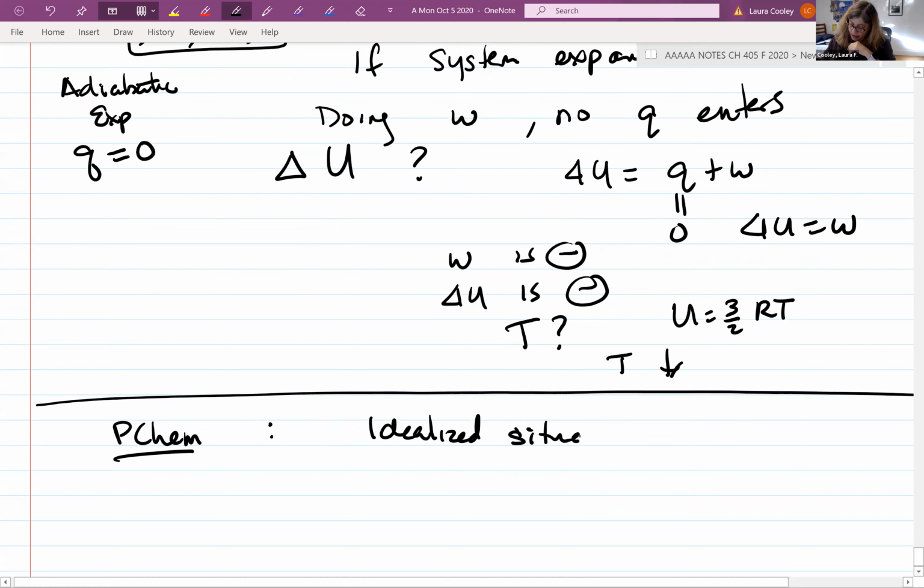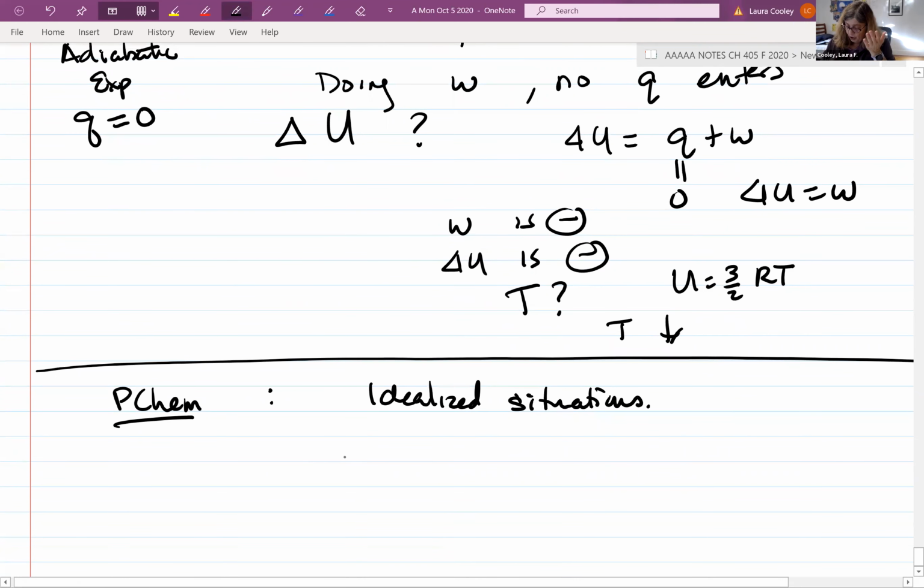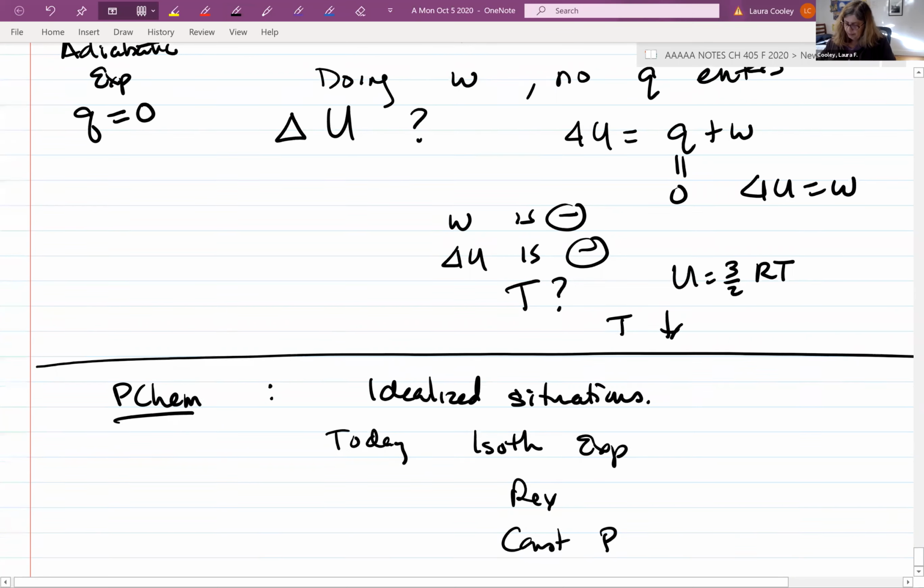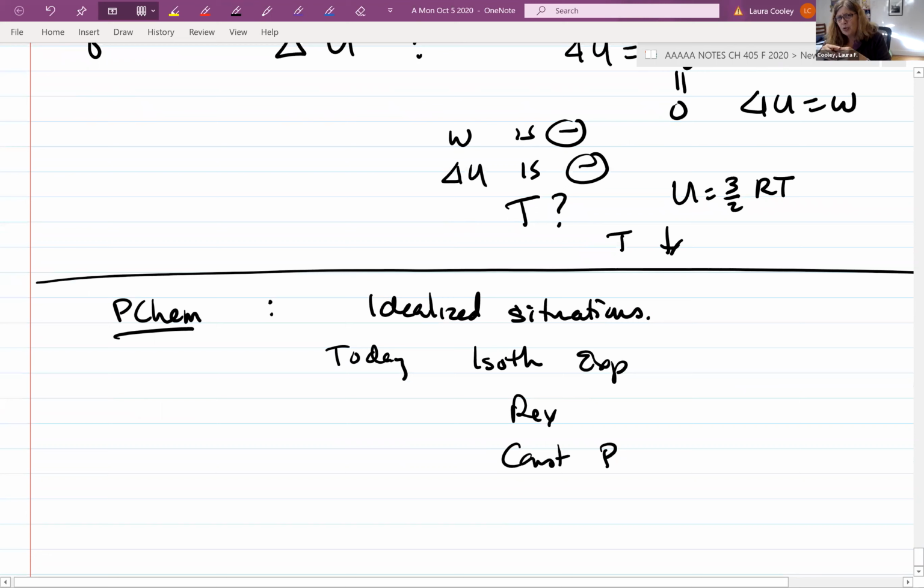Idealized situations. Okay, so what we've been talking about today is an isothermal expansion. We did it reversibly and at constant pressure. But all of these things can be in between. It doesn't have to be isothermal. Maybe the temperature is almost constant, or maybe it's not perfectly reversible, but it's not exactly a constant pressure either.